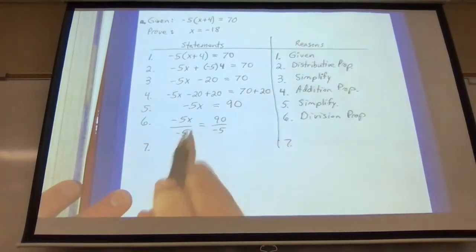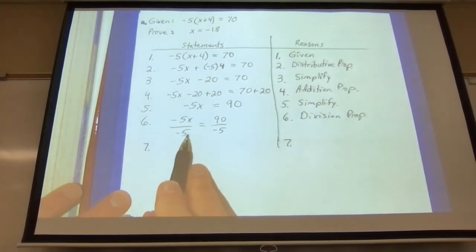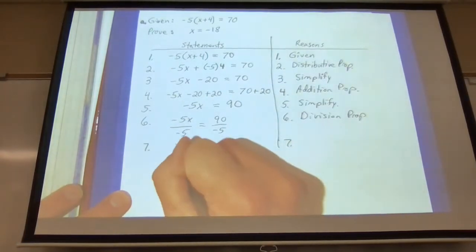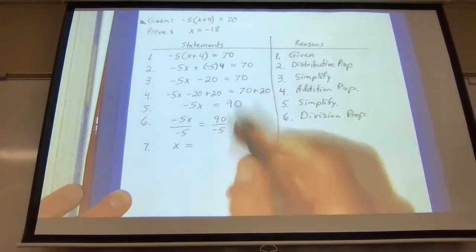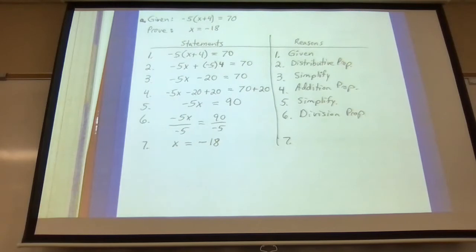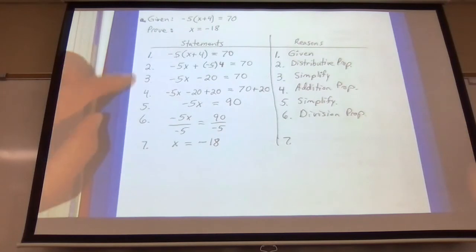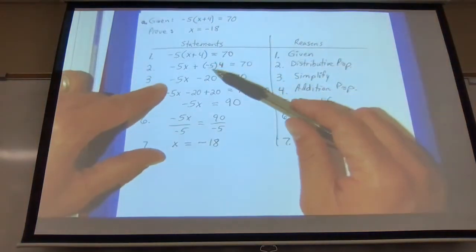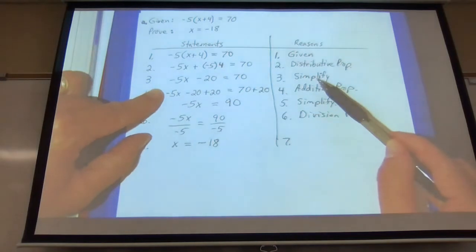Last step here. Go ahead and divide them by -5. -5 divided by -5 is 1, leaves you 1x on the left. 90 divided by -5 is -18. Anybody tell me what the reason would be for that? Any ideas? Go back to step 3. Multiply those together, call it simplify.